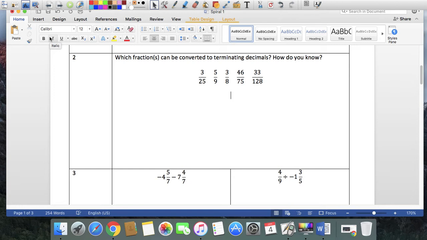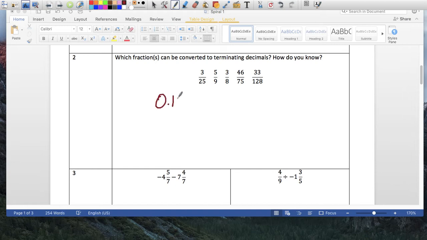So 3 divided by 25 equals 0.12, so that's a terminating decimal, a decimal that ends, it doesn't go on forever. 5 divided by 9 is 0.55555 forever and ever, so it's a decimal that continues on forever. 3 divided by 8 is going to be a terminating decimal, that's going to be 0.375. 46 divided by 75 is going to be a decimal that goes on forever and ever. 0.6133333 forever and ever.